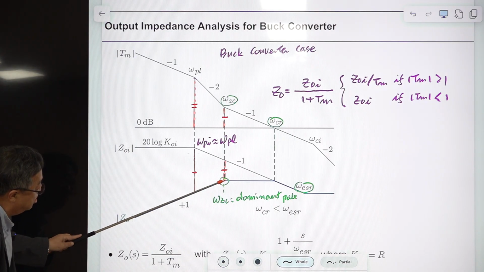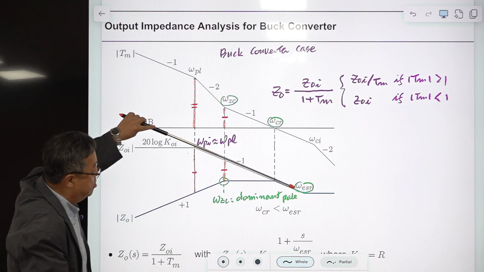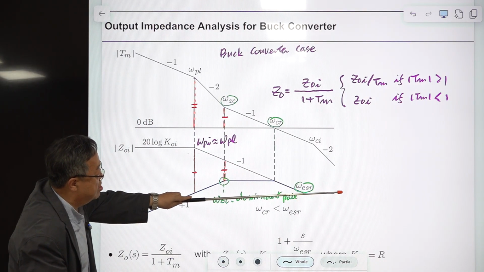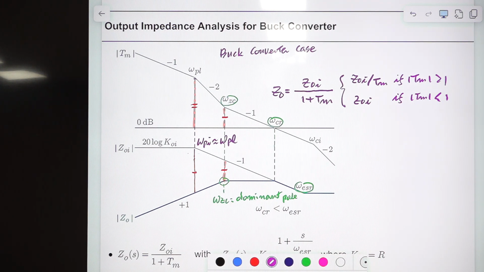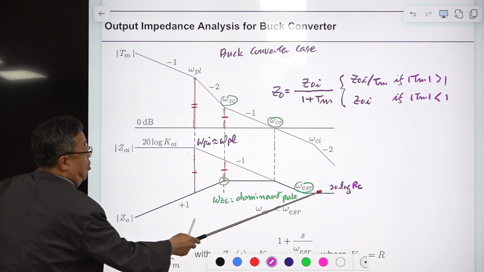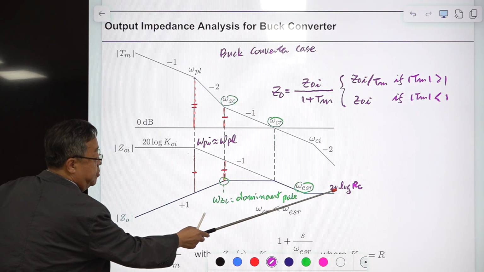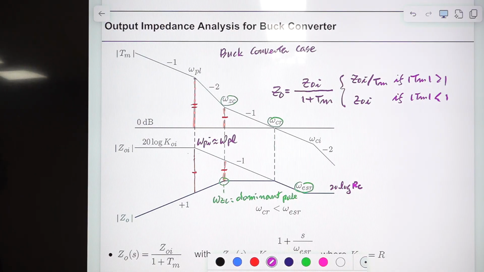We have this line segment of differentiation and the horizontal line segment and minus 1 slope, and this becomes again a horizontal line, and we know the value of this. This should be 20 log RC from the circuit model of the converter. At high frequencies, this should become the open loop output impedance, which becomes this at very high frequencies. All right, so this is true.